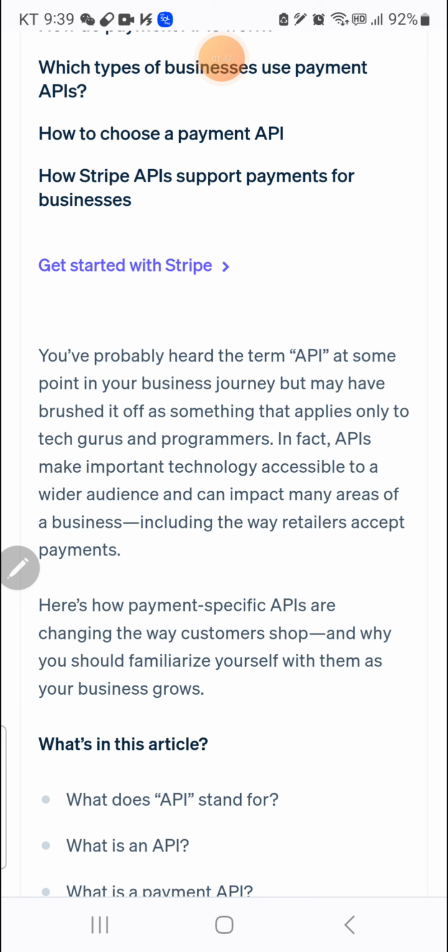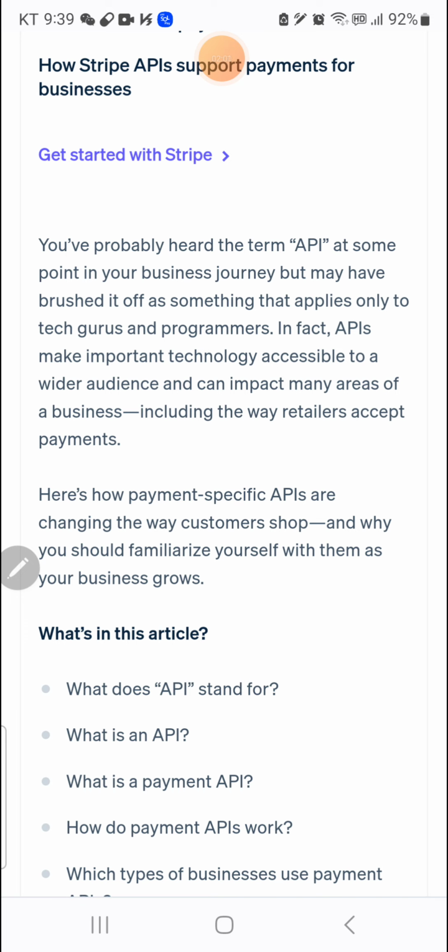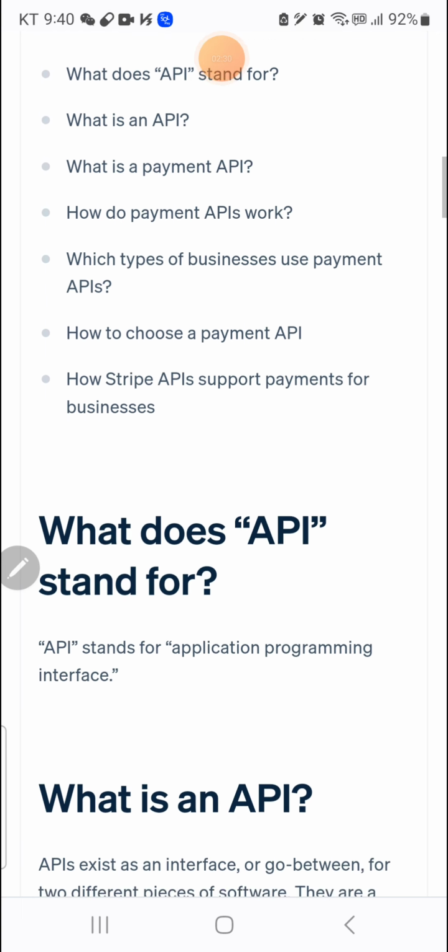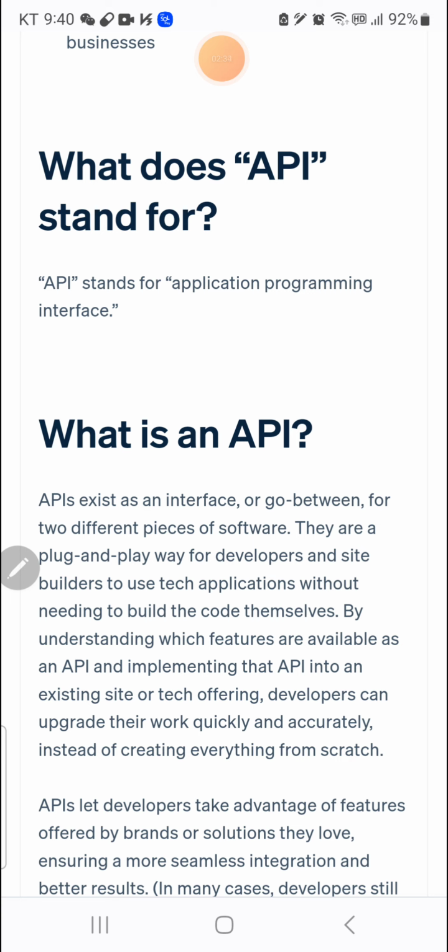You've probably heard the term API at some point in your business journey, but may have brushed it off as something that applies only to tech gurus and programmers. In fact, APIs make important tech knowledge accessible to a wide audience and can impact many areas of a business, including the way retailers accept payments. Here's how payment-specific APIs are changing the way customers shop and why you should familiarize yourself with them as your business grows. What's in the article? What does API stand for? API stands for Application Programming Interface.